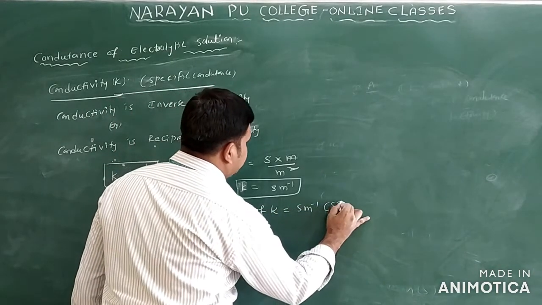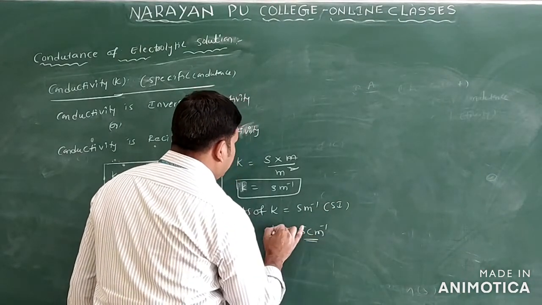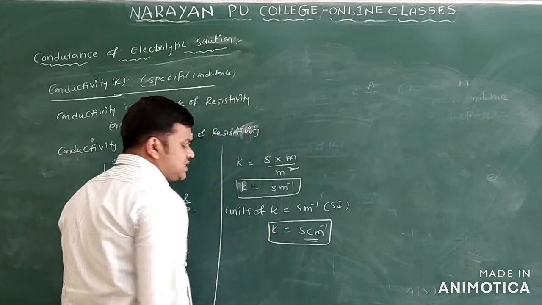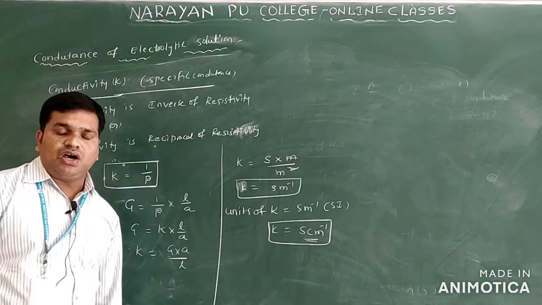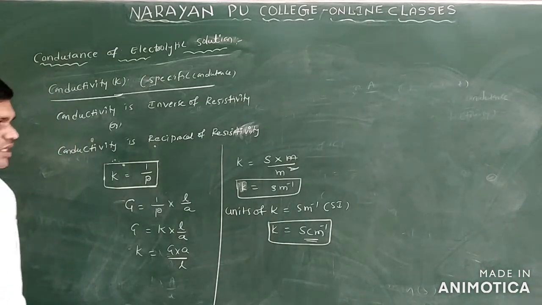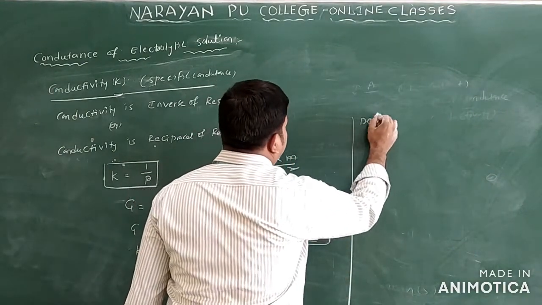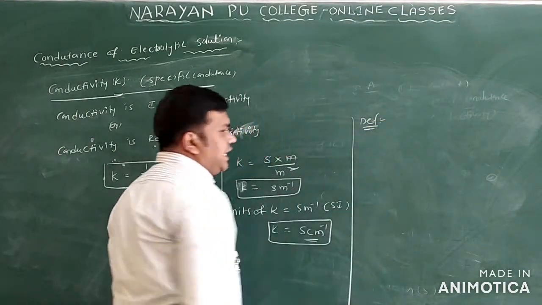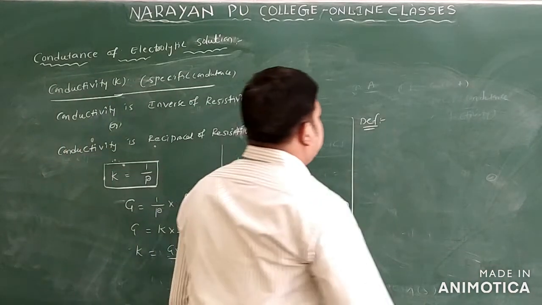Generally this is the SI unit, but normally we use Siemens centimeter inverse. So this is regarding conductivity or specific conductance K. How can you write the definition of conductivity or specific conductance? Conductivity of a material in Siemens meter inverse is its conductance.